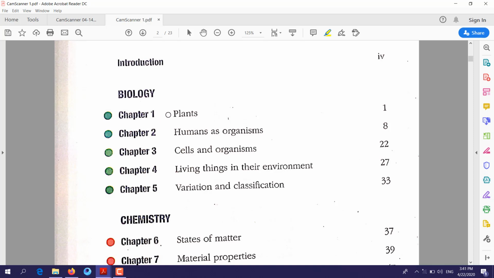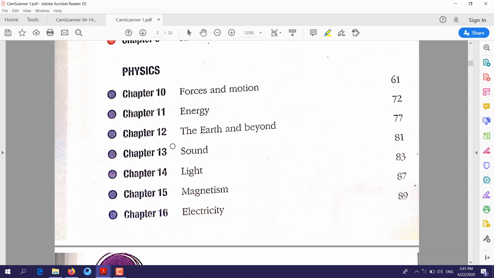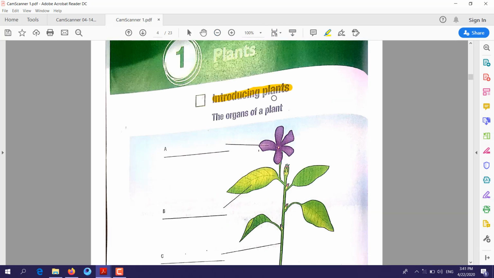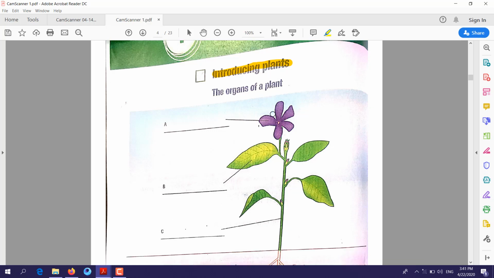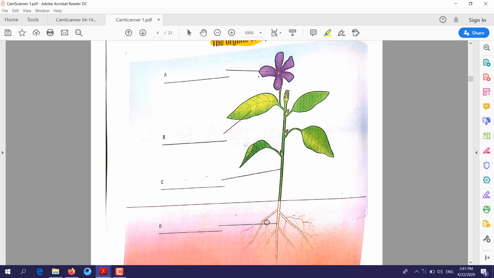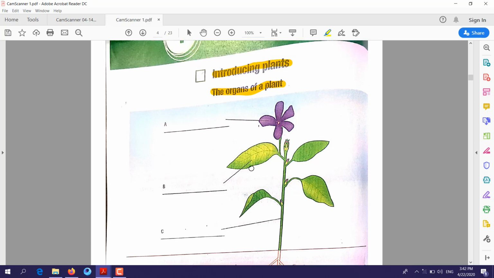Chapter number 1, the first chapter, is about plants. So, introducing plants. Firstly, the first topic is the organs of plant. Since primary school, we have been studying about plants and parts of plants, or organs of plant. As we know, most plants share these four main organs. These main organs are what? First one, root. Second one, stem. Third one, leaf. And fourth one, flower.